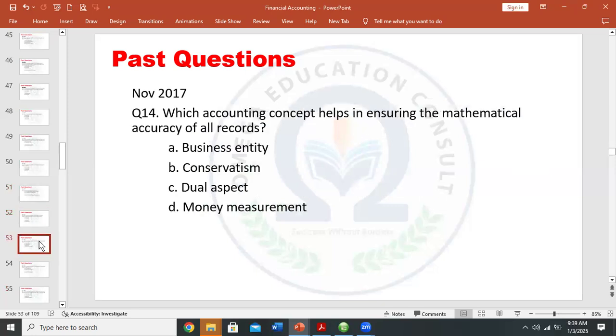The next one, which accounting concept helps in ensuring the mathematical accuracy of records? Business entity, conservatism, dual aspect, money measurement. Mathematical accuracy. In accounting, how do we ensure mathematical accuracy? Okay, I think you have to think in between the lines. Mathematical accuracy. How do you know that you are accurate?